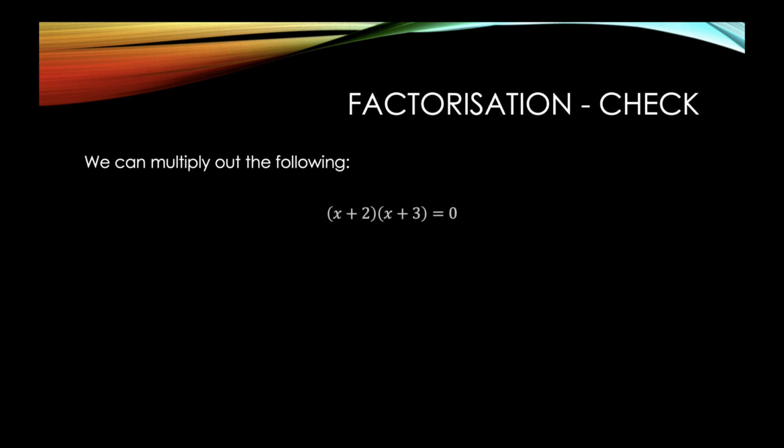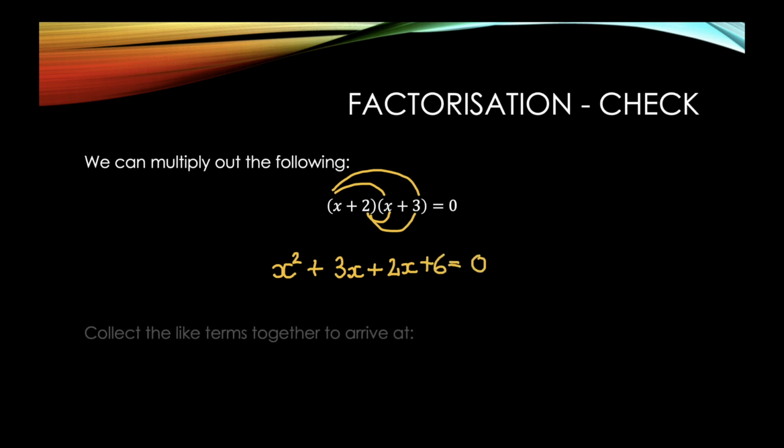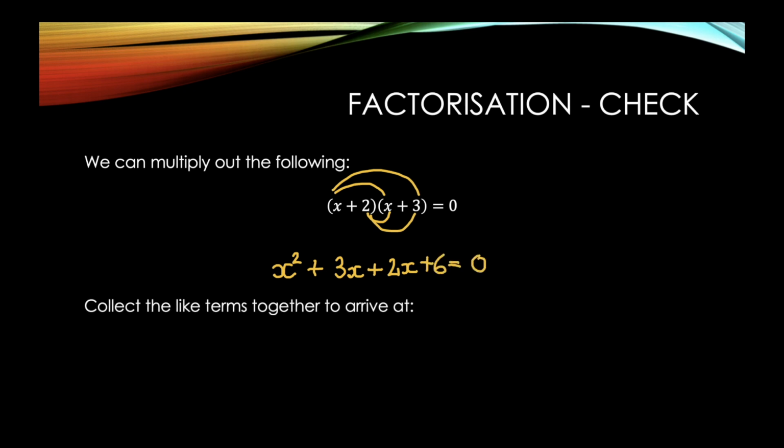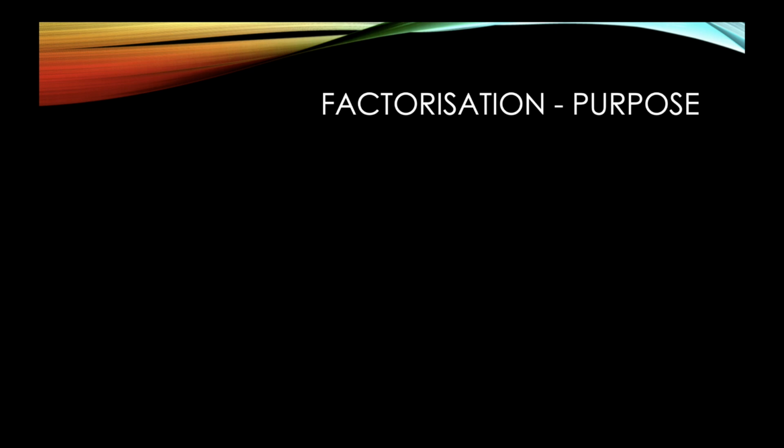So let's multiply it all back out again. You have the first term, and that is x squared, and then you have 3x, and then you have 2x, and finally you have 6 is equal to 0. And then if you collect the like terms together, we arrive at x squared plus 5x plus 6. So this shows that our factors have worked, and we have factorized that equation into a system of two linear equations.